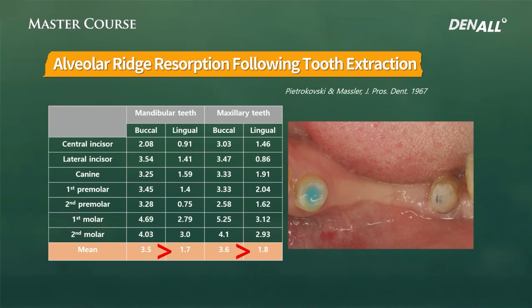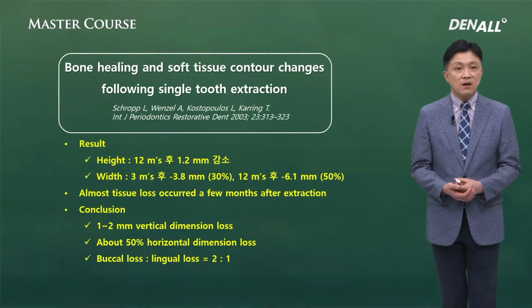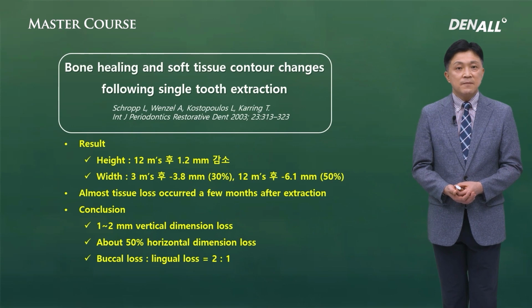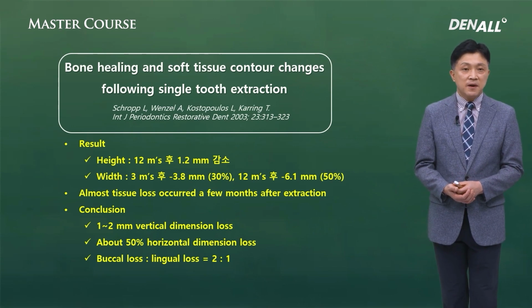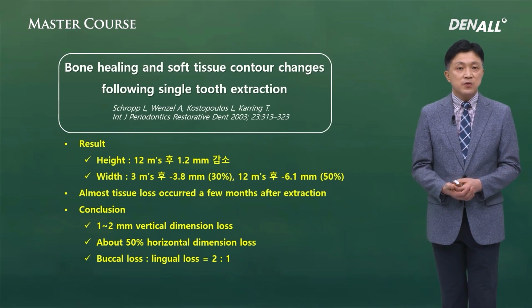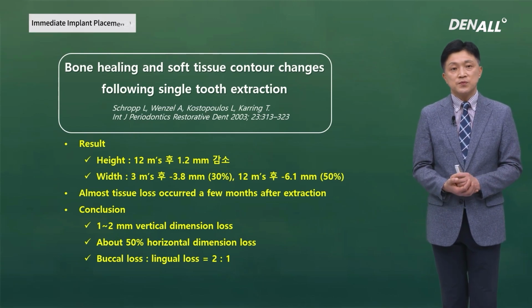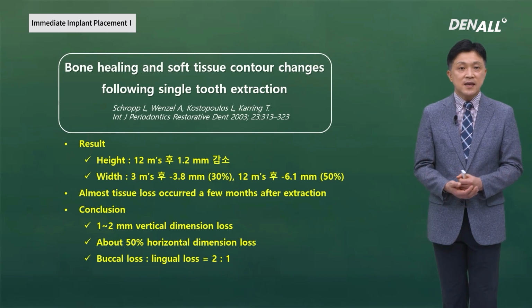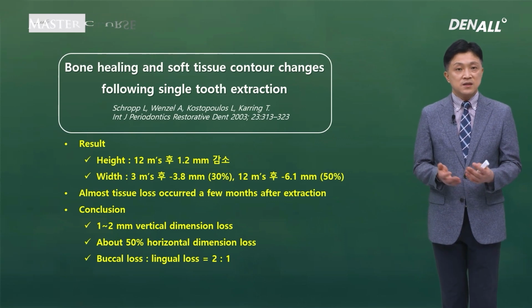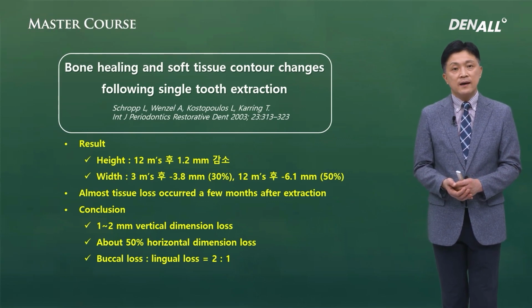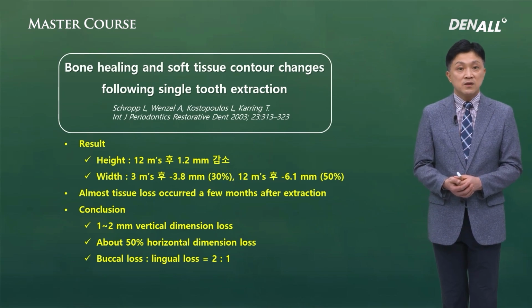Extraction was done quite some time ago in this alveolar ridge, and you can see that on the buccal side, the hard and soft tissue loss is quite significant. Let's look at Schwab's study in 2003. After extraction, after 12 months, there's vertical bone loss of 1.2 millimeters. In terms of width, after 3 months, a 3.8 millimeter loss occurs, approximately 30%. After 12 months, it's a 6.2 millimeter loss, so 50% loss of overall width.